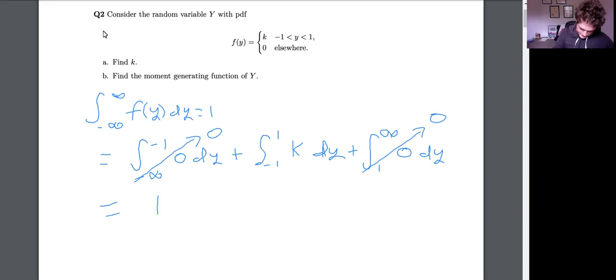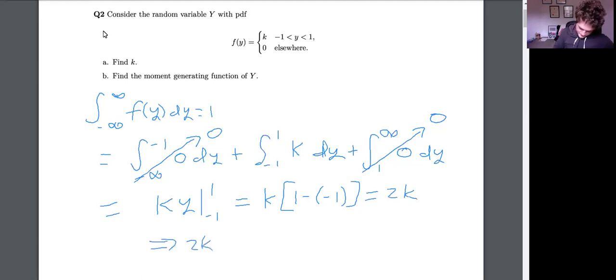Integrating that, we get k y evaluated at -1 and 1, which is equal to k times (1 minus -1), or 2k. So we get that 2k has to equal 1, which of course means that k equals 1 over 2. Okay, so that's part A.